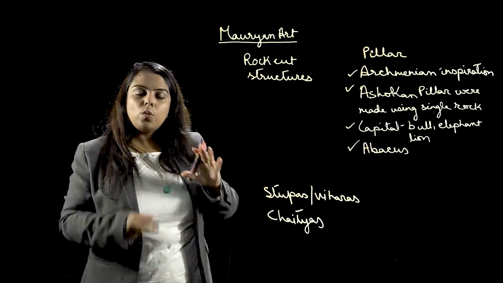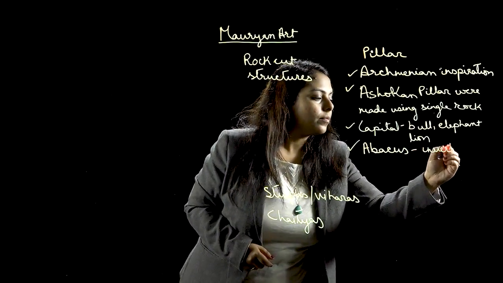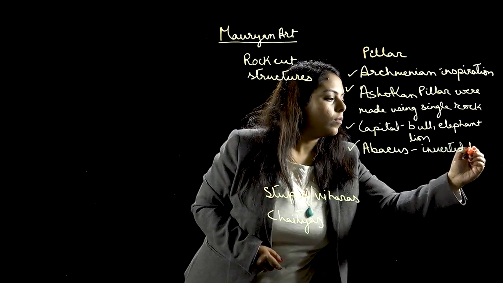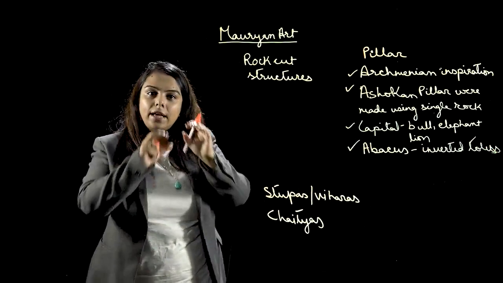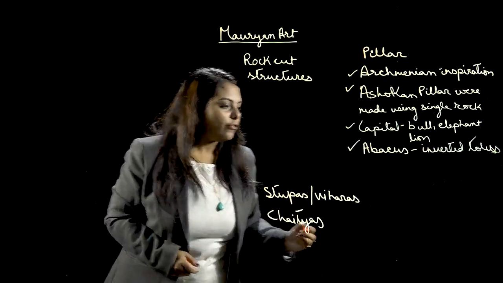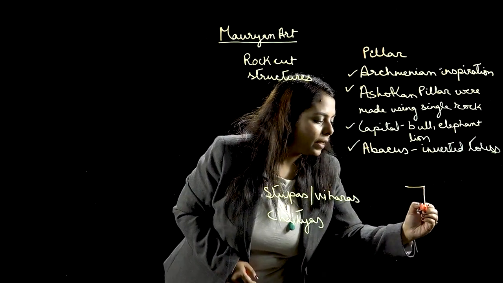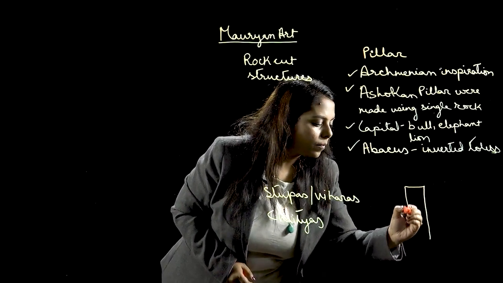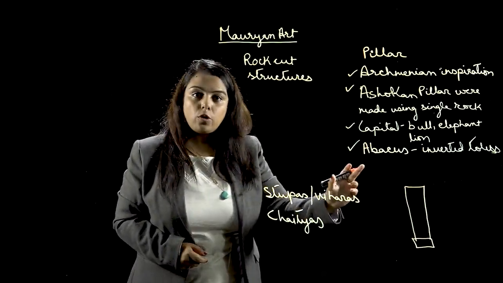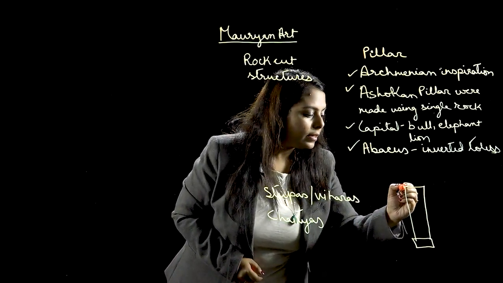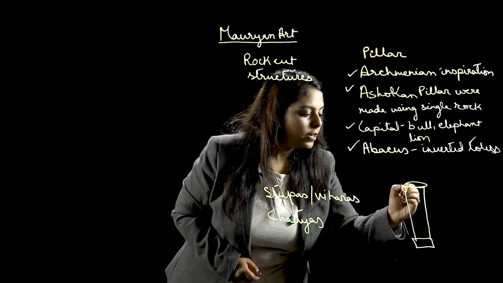This abacus was actually made into an inverted lotus. So, the abacus looked like an inverted lotus. So, if I have to draw, which I will try, this is the pillar and there will be of course a base, and this pillar is made of one rock. The disc or the abacus will actually have an inverted lotus.